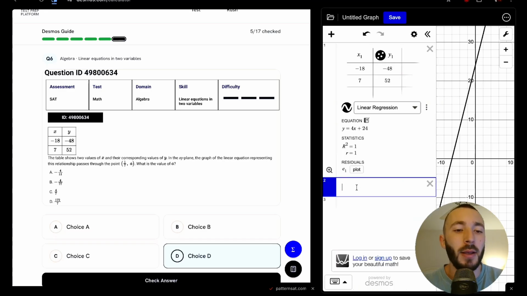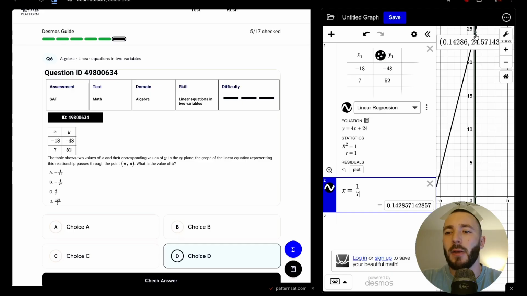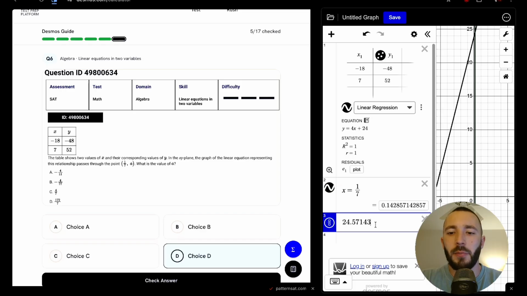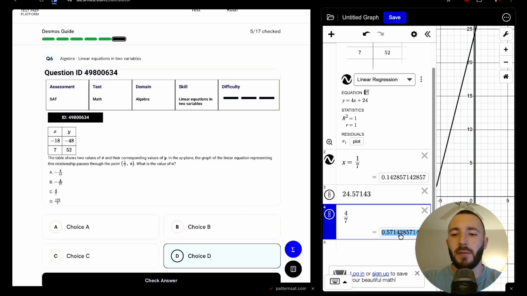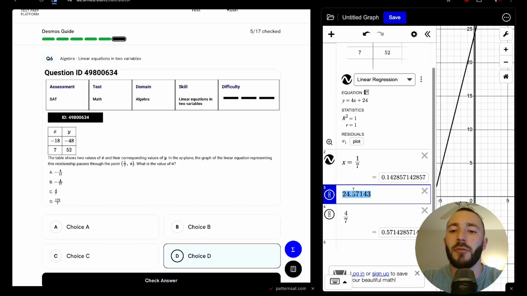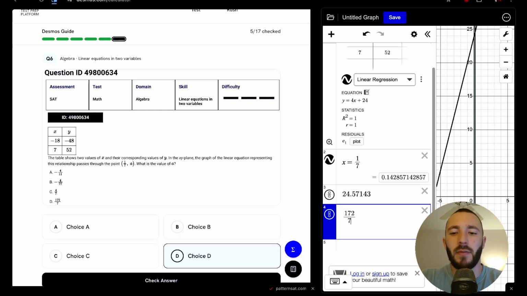One other way I want to show you is we could type x equals 1 over 7. That just graphed a vertical line where x is equal to 1 over 7. And you'll see where they cross is that point, that 24.57 thing. This is probably a little bit hairier, but I could just paste that in here for a second. And then I could look at each of the answer choices and evaluate them. Like C is 4 over 7. So I type in 4 over 7. I see that's 0.57. That's nowhere near my actual answer of 24.57. Then if I look at choice D, 172 over 7. Oh, that matches. Okay, so that's definitely going to be the answer.